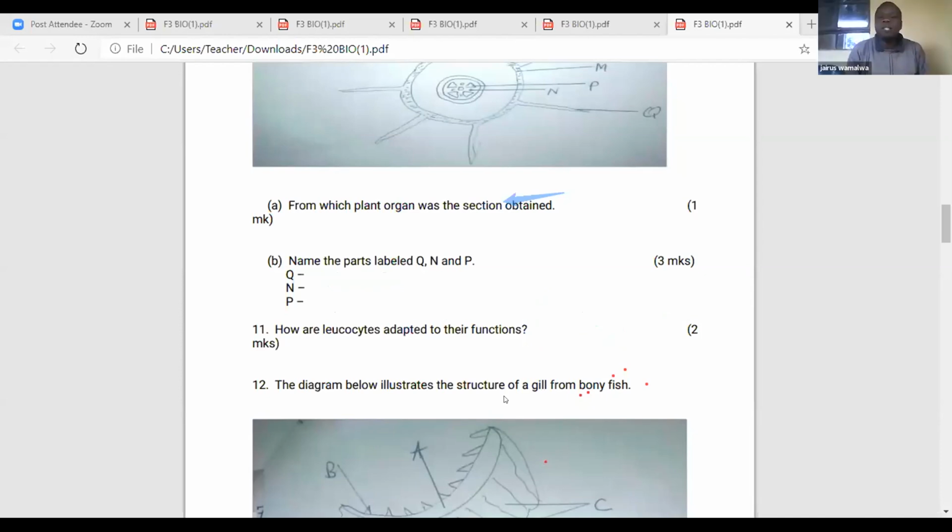Look at the white blood cell. What role does it play? Then it says, what is the adaptation of the white blood cell? Which features does it have? Leukocytes are white blood cells. Somebody raising up the hand. Abel?